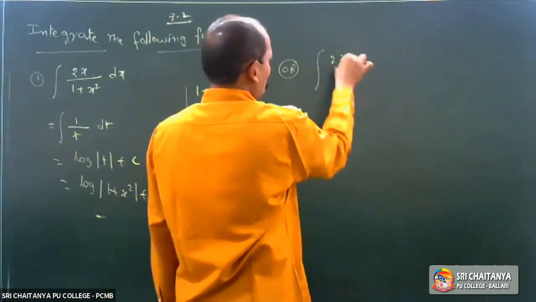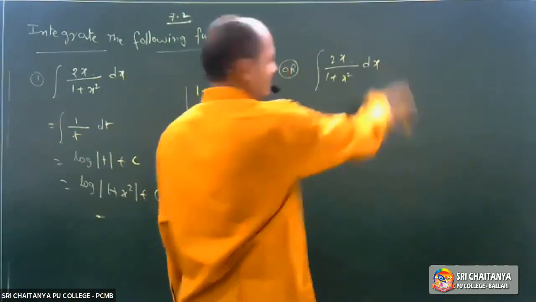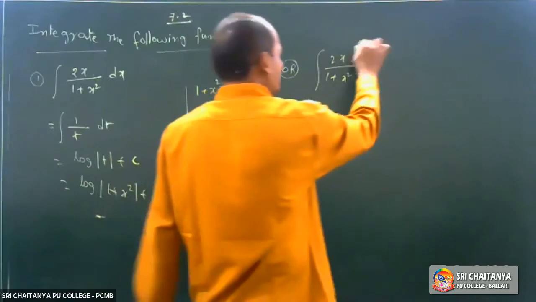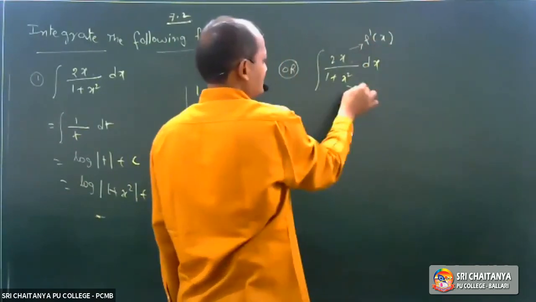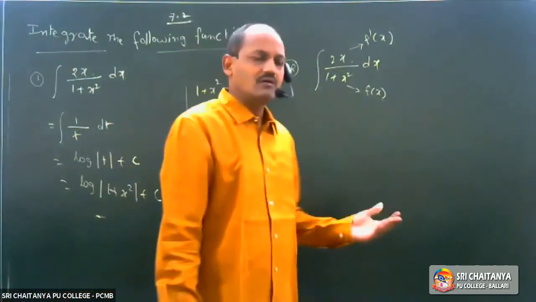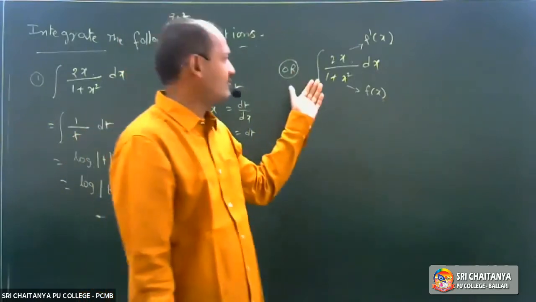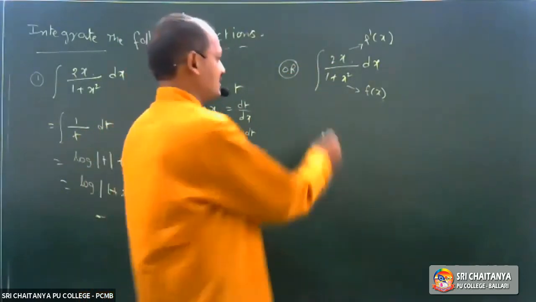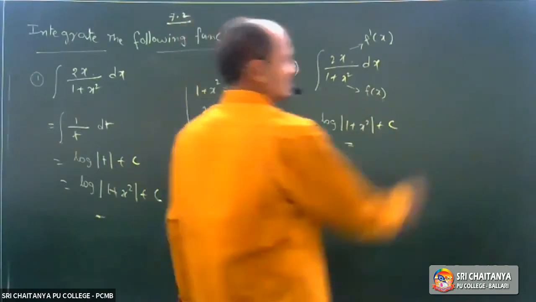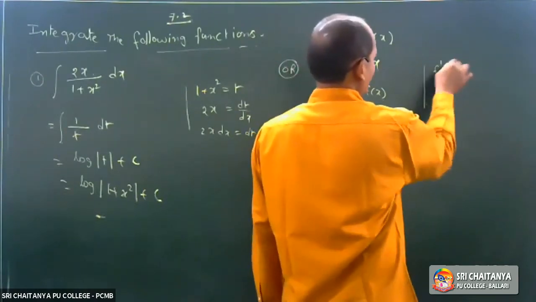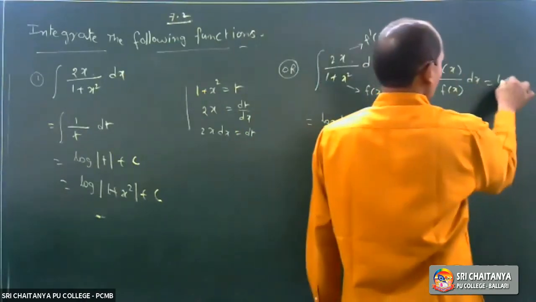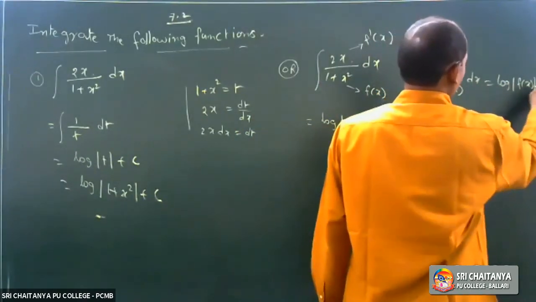Or by direct application: 2x divided by 1 plus x square dx. What about the derivative of 1 plus x square? It is 2x. It is clearly of the f dash of x by f of x form. What is the formula? The integral of f dash of x by f of x dx is log mod f of x plus c. Directly it is log mod 1 plus x square plus c. On the side we have to mention the formula.